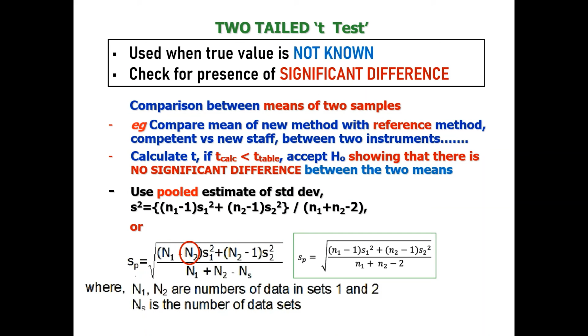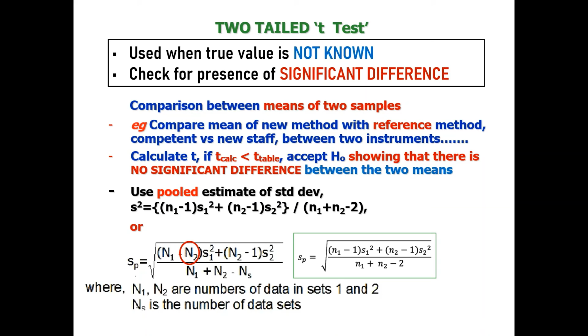Let's look at the second statistical test. It is based on what we call a two-tailed t-test, a comparison of two means. Okay, a comparison between the means of two samples. It is used when the true value is not known, and it checks for the presence of a significant difference. That would be your conclusion: significant difference.